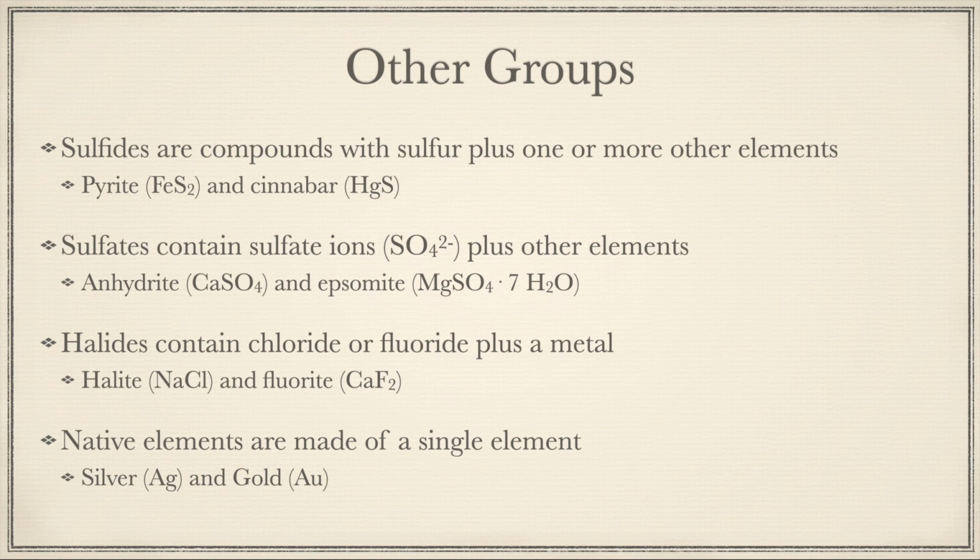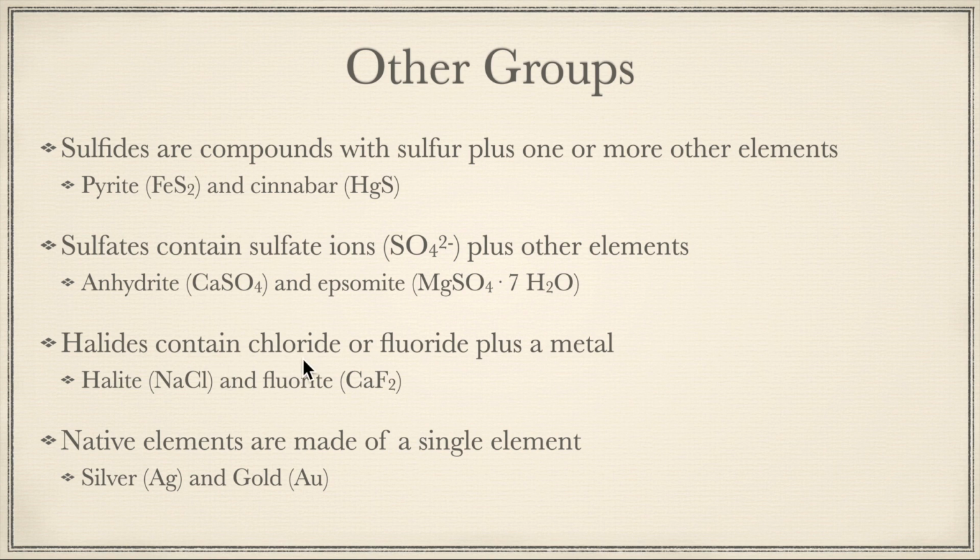Some other groups, we have the sulfides, which are compounds with sulfur plus one or more other elements. So some examples, pyrite, which is fool's gold, which is an iron sulfide, and cinnabar, which is a mercury sulfide. You have sulfates, which contain sulfate ions, which is sulfur with 4 oxygens. It's got a 2- charge. But you have a sulfate ion plus other elements. So anhydrite, which is calcium sulfate, which basically becomes gypsum board like drywall. Epsomite, which is magnesium sulfate. This actually forms Epsom salt.